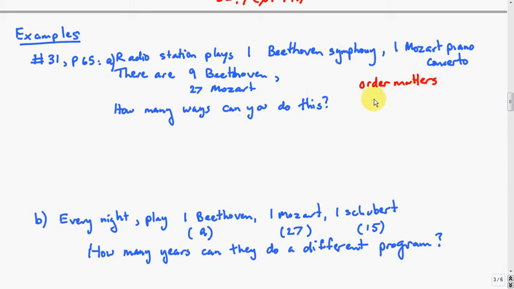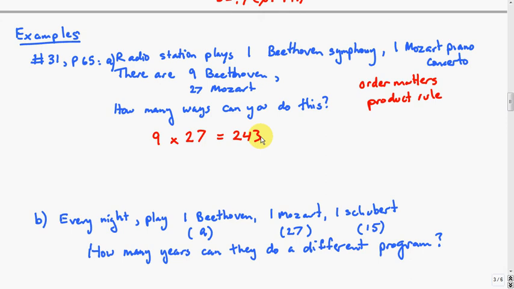And that suggests that we might use the product rule. And in fact, once we've figured that out, there's not much more to say than the answer, because the product rule simply says it's the number of ways you can choose the first component of the event, which is Beethoven. So there are 9 choices there, multiplied by the number of ways you can choose the second thing, which is 27 Mozarts. So that's the answer, 9 times 27, or 243. There are 243 different ways you could play that.